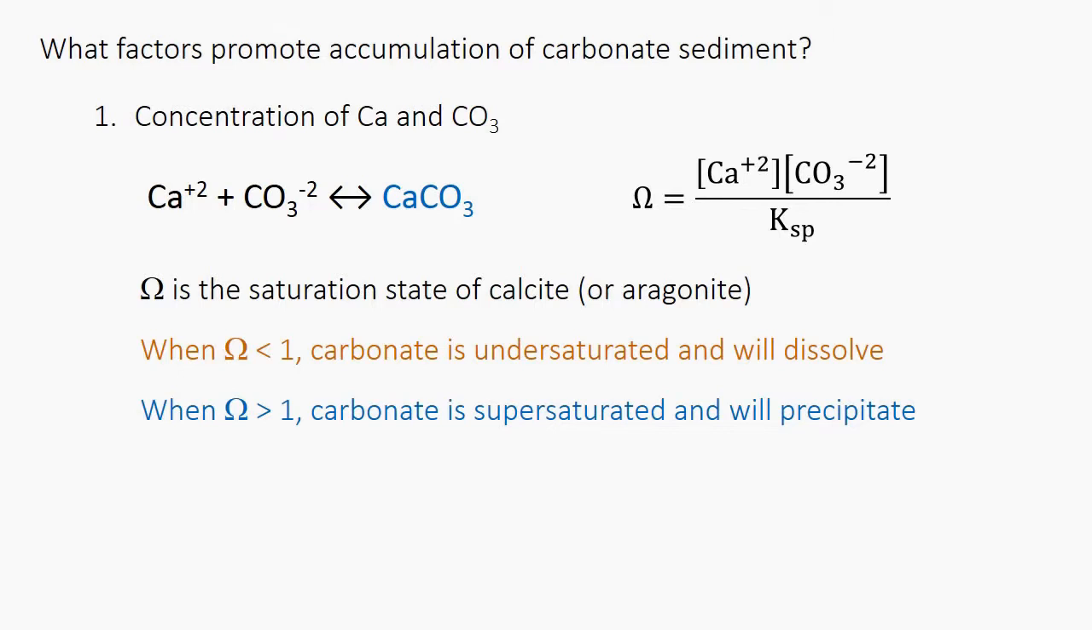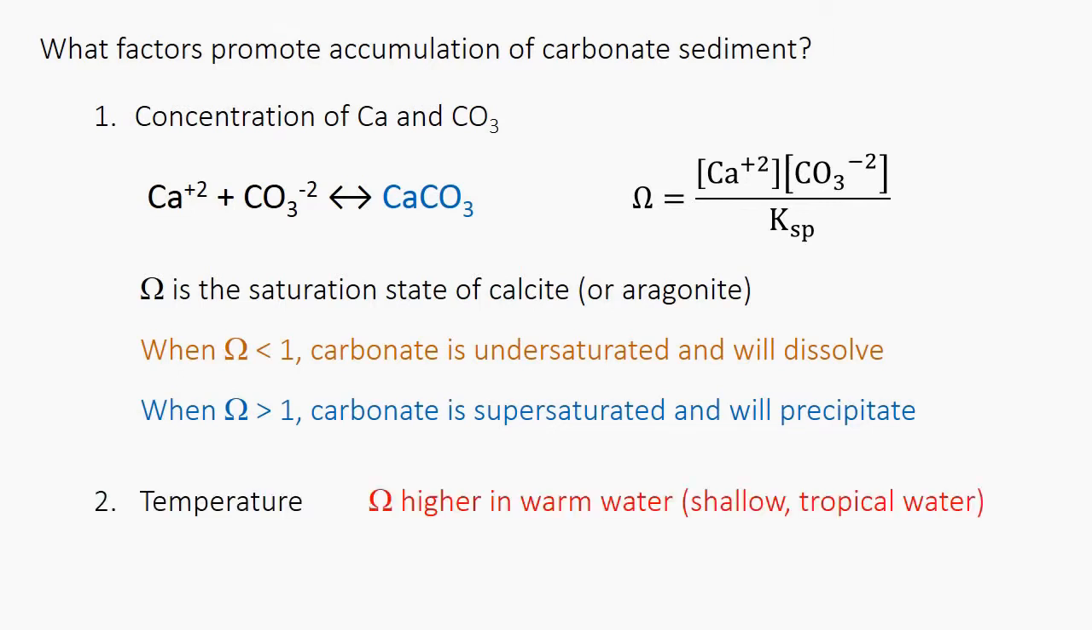An omega of less than 1 means that carbonate is undersaturated, and therefore it should dissolve back into calcium and carbonate ions. Omega greater than 1 is called supersaturation, and in this case, carbonate should precipitate from dissolved ions in the seawater, at least under equilibrium conditions. There can be kinetic barriers to precipitation. So, given that omega greater than 1 favors precipitation, you can probably tell that precipitation is more likely to occur when there is greater calcium concentration and/or greater carbonate concentration in the ocean.